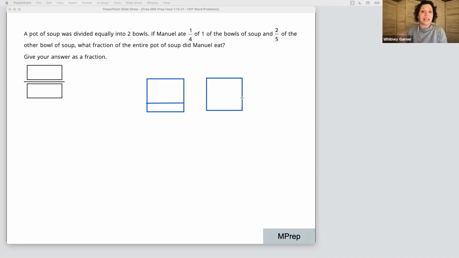And Renee, I love that. It's like almost a half. It's not quite a half. So this one will be a little bit less than a half.